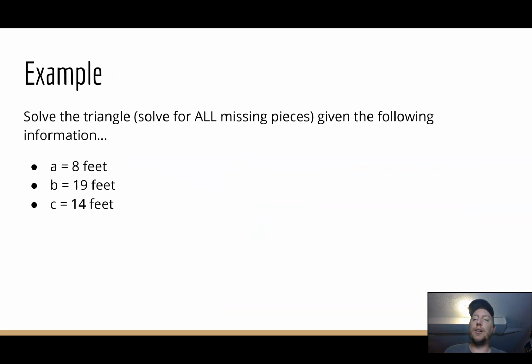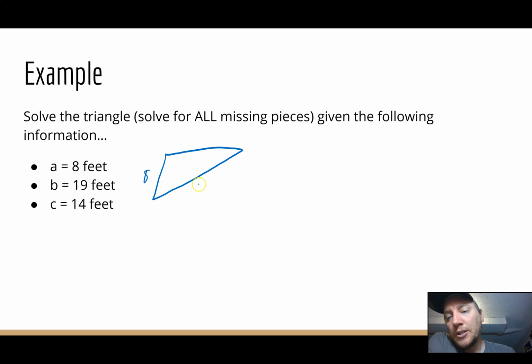Solve the triangle, solve for all missing pieces, given that information. Let me just make myself a triangle and label it. A is the smallest, B is the biggest, C is the medium. So that means little c, big B, big A. It doesn't really matter which angle I solve for first. They'll all work out the same. So let's do A, and I'm going to show you how to rearrange the equation.